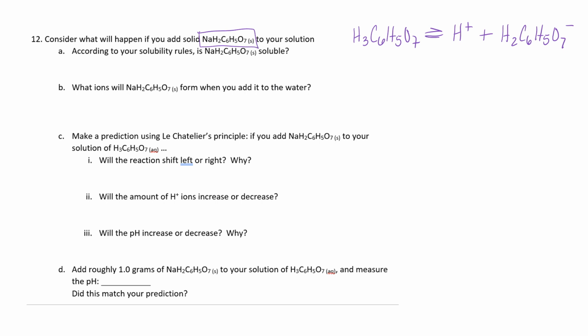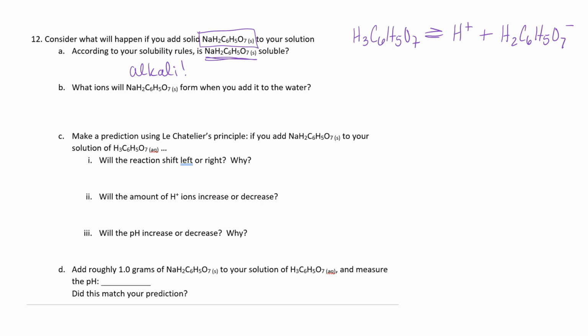And what we're going to do is take some of this, which is sodium dihydrogen citrate, is the name of it, and place it in water and see what it does. So first thing you want to think about: is this going to be soluble? The answer is yes, because it contains an alkali metal. So it is going to dissolve in water. And then you want to think, well, what ions will it form?